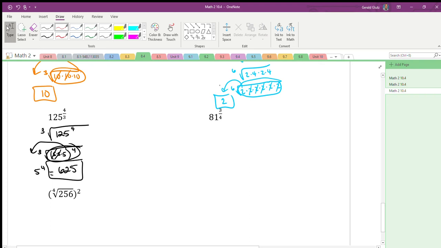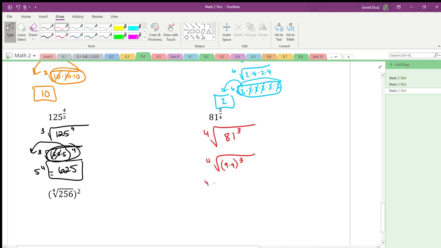So 81 to the 3/4. So again, if I'm trying to simplify this number, if I have a number to a fraction as an exponent, I want to put it in radical form. So the root is 4. 81 is the base, the exponent is 3. Trying to find 4 of the same number. So I'm going to leave this 3 alone. I know that 9 times 9 is 81, but now I only have 2 of the same number.